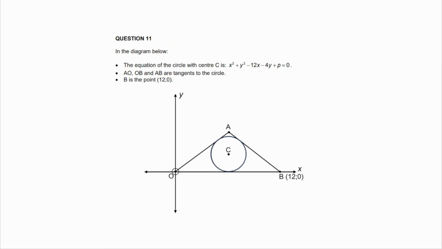Now for question 11, they say the equation of circle with center C is this. Okay, so they give us this statement over here. They say AO, OB, and AB are tangents to the circle. So we have tangents, and B is the point 12, 0. Okay, so we know that if we draw a radius here, that'll be 90. We draw a radius here, that'll be 90, because these are tangents. And then also if we drop this, that will be 90. Okay, so that could be some useful information.